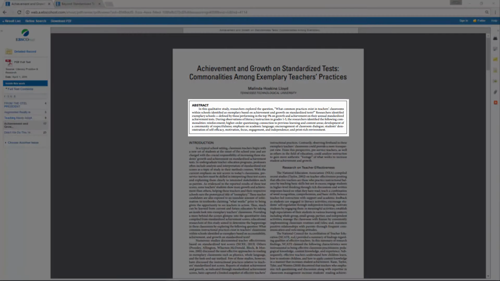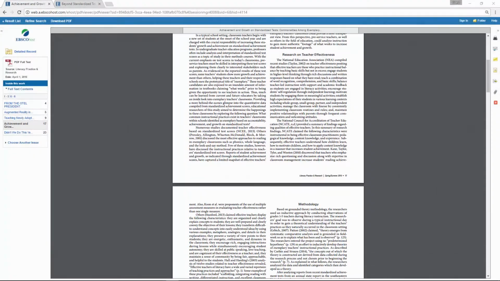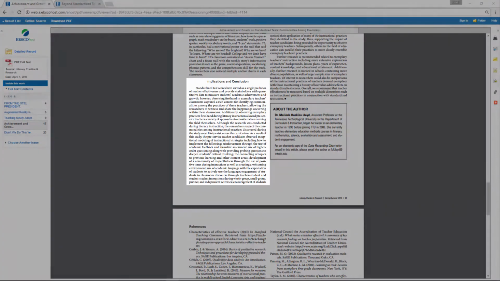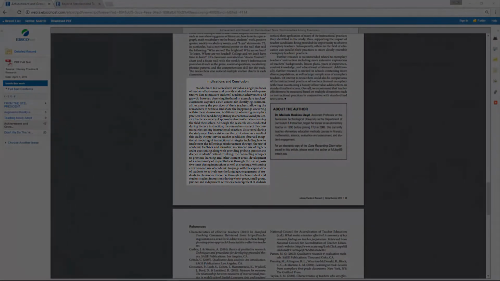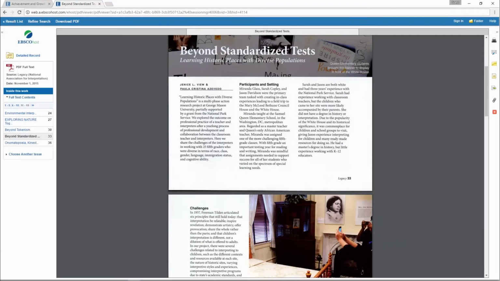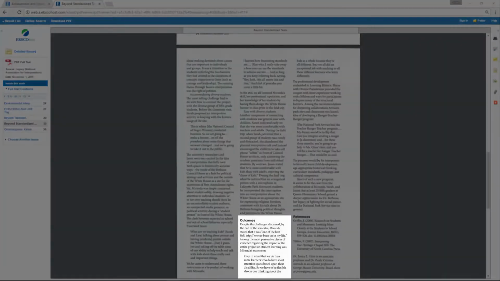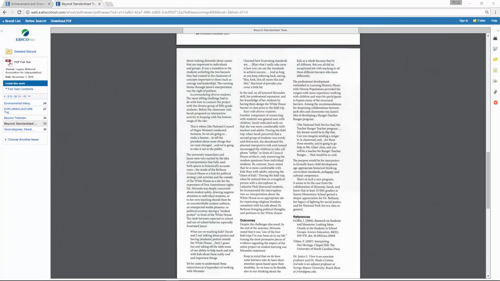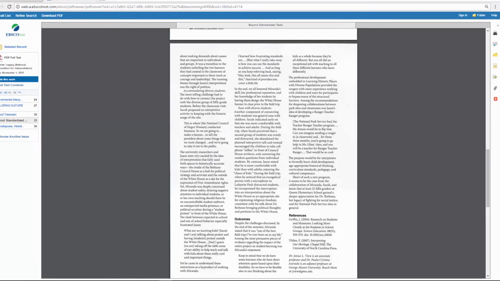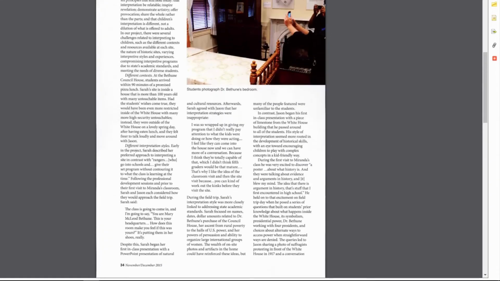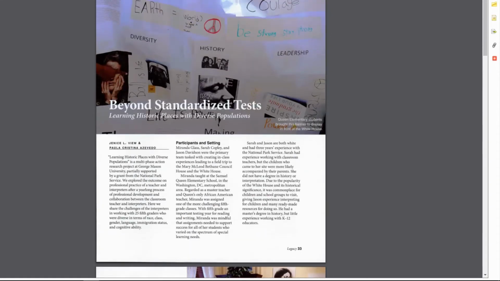This article has both an abstract and conclusion and looks to be useful for my research. This article does not give an abstract, but it does have a section labeled Outcomes. Here we find that although the title, Beyond Standardized Tests, may lead us to believe it has an analysis of standardized testing, there is no mention of standardized tests within its conclusion. From here, you can read the rest of the article to find if there's any relevant context.